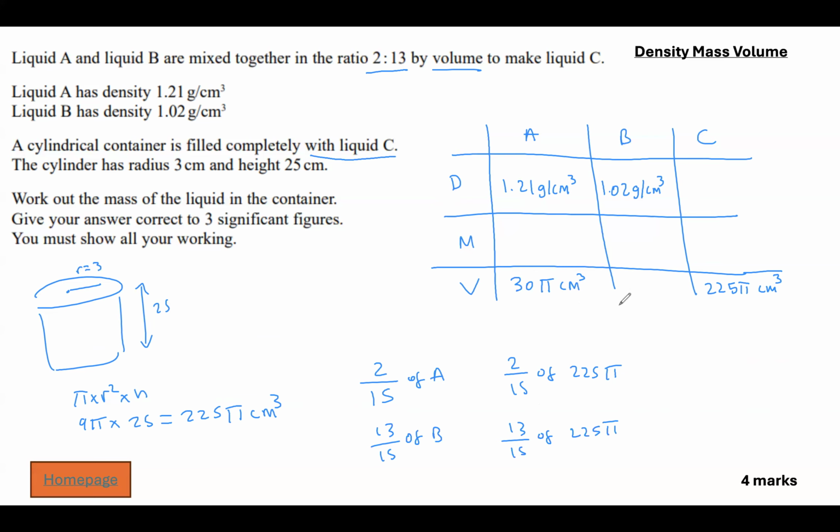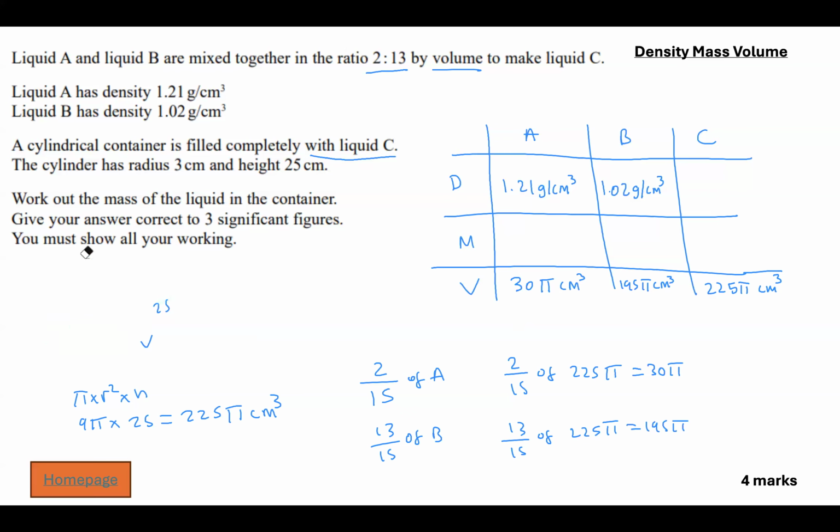So what we end up with is 2/15 of 225 is 30 pi. And again, 13/15 of 225 is equal to 195 pi cm cubed. And both of them added together gives us 225. Now, what is the question asking us?